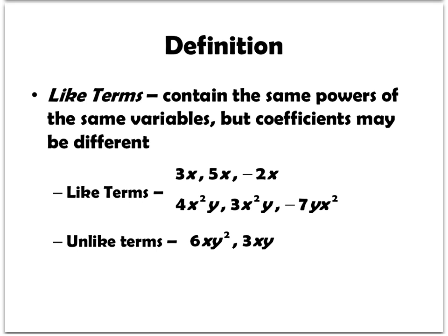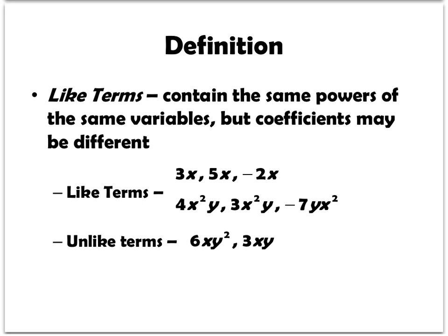A couple more definitions here. Like terms are terms that contain the same powers of the same variables, but the coefficients may be different. So for example, here's a couple of different sets of like terms. 3x, 5x, negative 2x. They all involve x to the first power. Their coefficients are different, so they're like terms.